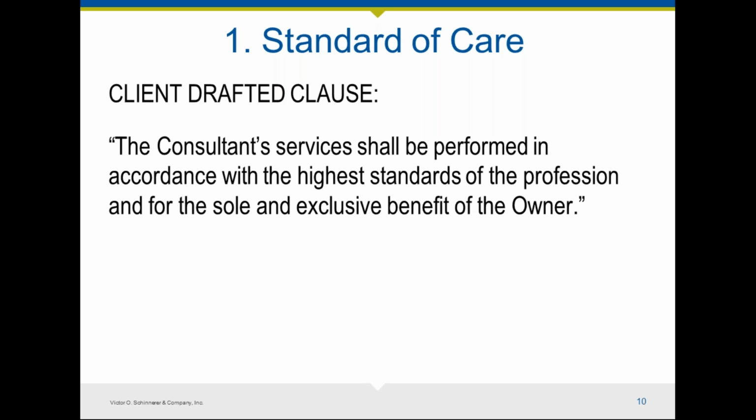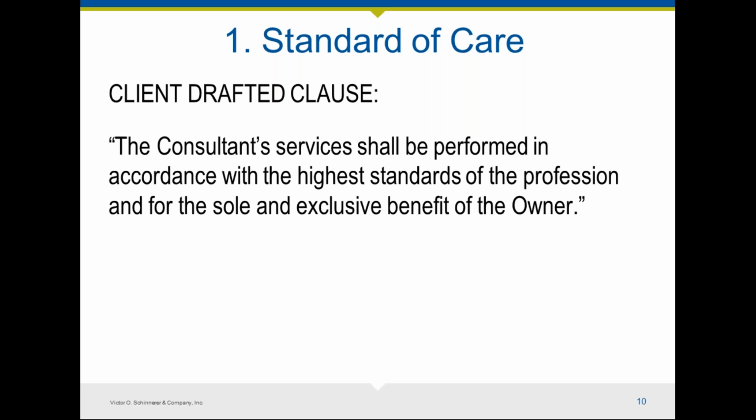Also, remember that as licensed professionals, you're expected to protect the health, safety, and welfare of the public as you're performing services. And a clause such as this could indeed be seen as jeopardizing your obligation under your license. So keep that in mind as you negotiate with your clients.